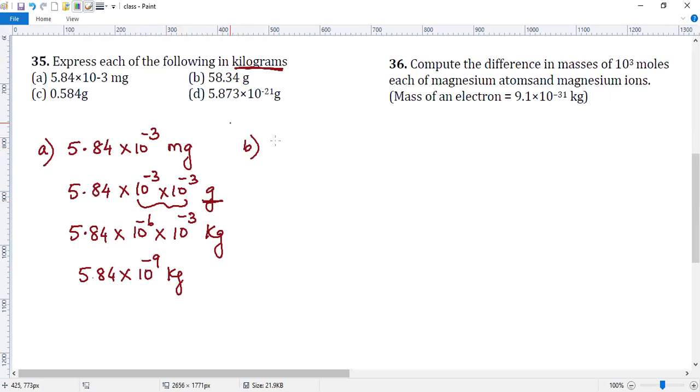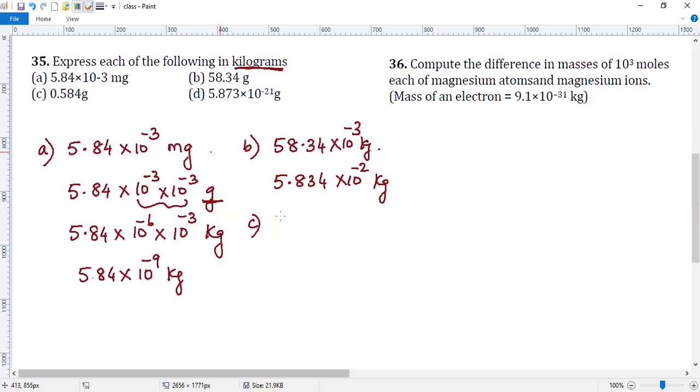Subdivision B. It's very simple. 58.34 given in grams. How will you convert grams into kilograms? Into 10 power minus 3 kg, you can do it. Right? When you write it in the fixed standard formula, should 5.834 into 10 power minus 4 come or minus 2? Minus 2, because the decimal is moving towards the left. Then a positive value should increase. Right? So it will be 10 power minus 2 kg.